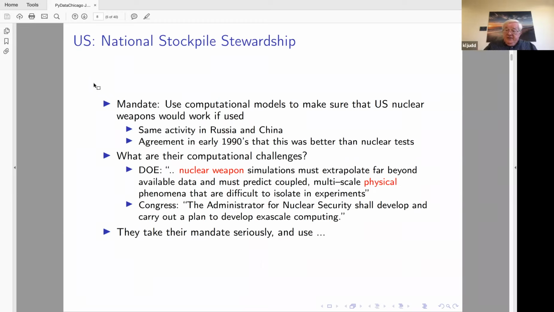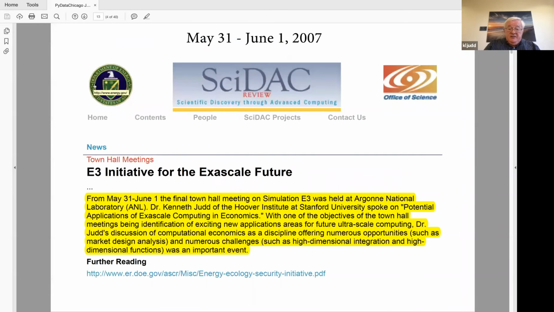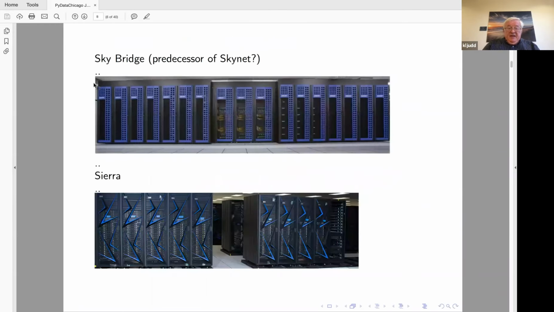Now, those guys, they took their mandate seriously and they got a lot of money. And so this was a machine that they had about 10 years ago. It's called Skybridge. Now, by the way, whoever came up with that name has a sick sense of humor, as well as a boss who hadn't seen the Terminator movies, which talked about the Skynet computer.